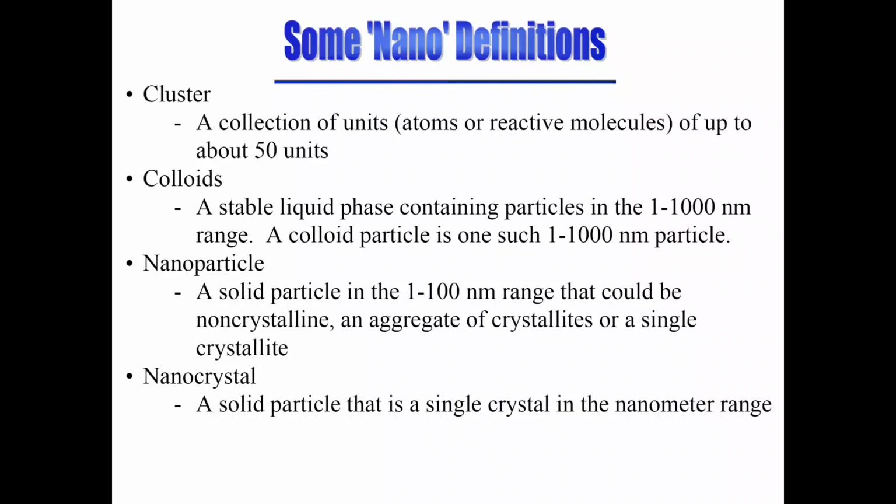We will see some of the nano definitions. A nanocluster is a collection of units of up to about 50 units. Colloids are a stable liquid phase containing particles in the 1 to 100,000 nanometer range. A colloid particle is one such 1 to 1000 nanometer particle. Nanoparticles are solid particles in the 1 to 100 nanometer range that could be non-crystalline, an aggregate of crystallites, or a single crystallite.